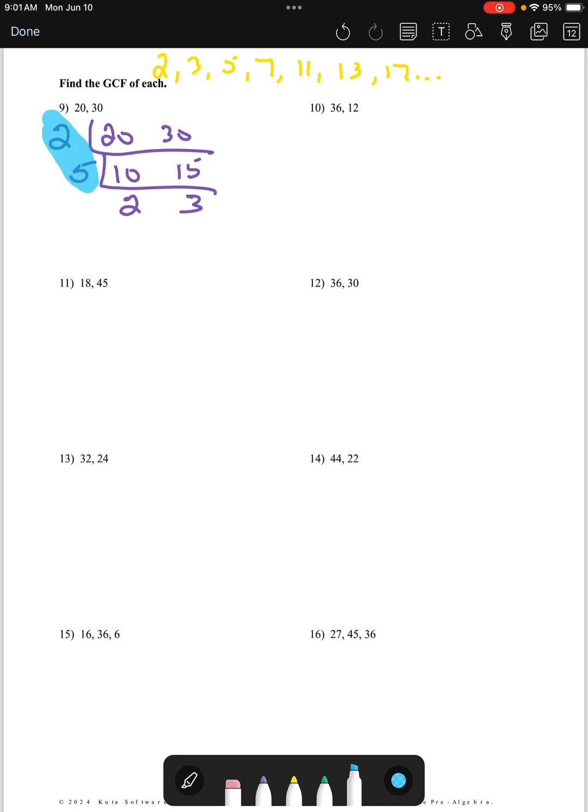2 and 3 now will not do anything. There's nothing they share in common. These two numbers on the left will tell me my GCF. 2 times 5 is 10.